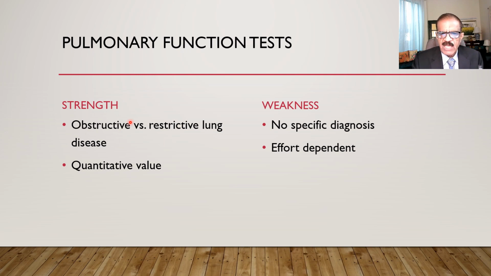So number one strength of spirometry is that it will surely tell you if the disorder is primarily obstructive or restrictive, and if it is a combination, how much obstruction, how much restriction. And number two, it can give you the exact quantitative value. For example, you would know how many liters, so then you can measure it again and again. Clinically you can't exactly quantitate it, but spirometry can give you the exact quantity. So these are two strengths of this test.